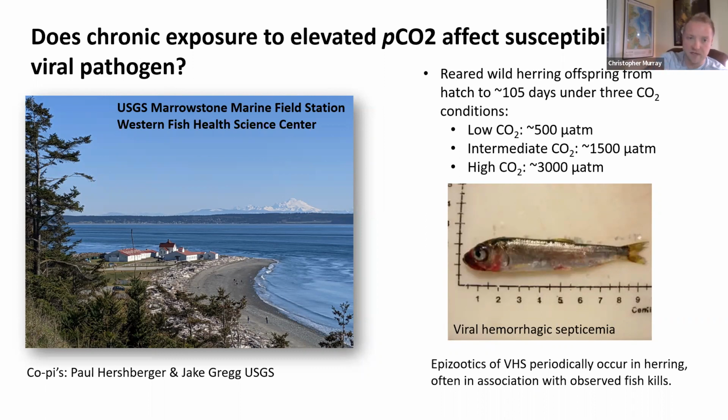So the main focus of this study was that we reared herring under 3 levels of CO2 from hatch until a late juvenile stage, until they reached about 5 to 6 centimeters in total length. We reared them under 500 microatmospheres, again, ambient for the surface waters of the Puget Sound, and then 2 elevated levels, 1500 and then 3000, which is a very high level stressor that probably doesn't exist in nature in the Puget Sound.